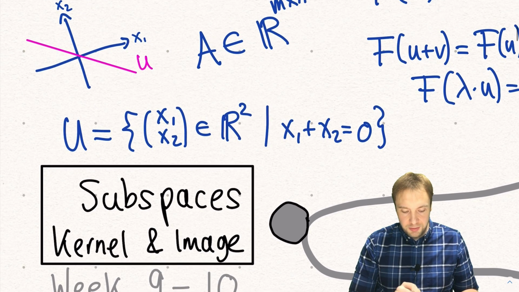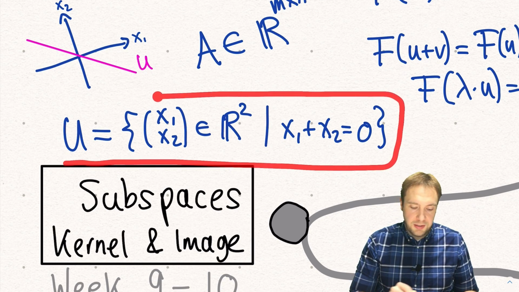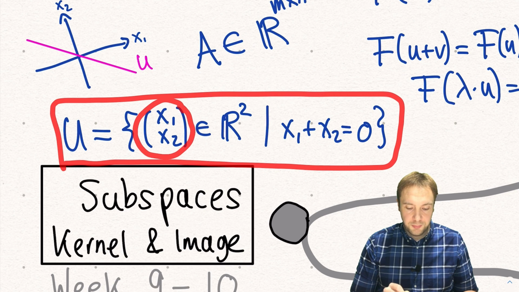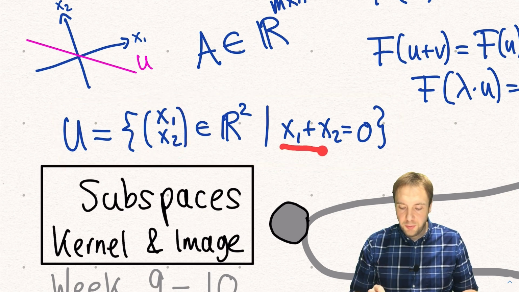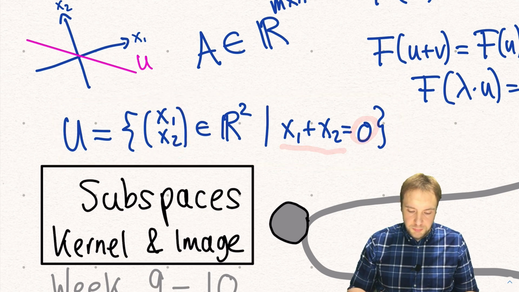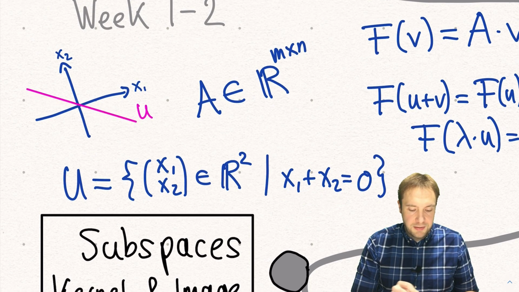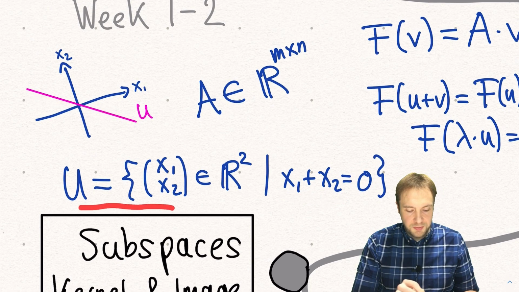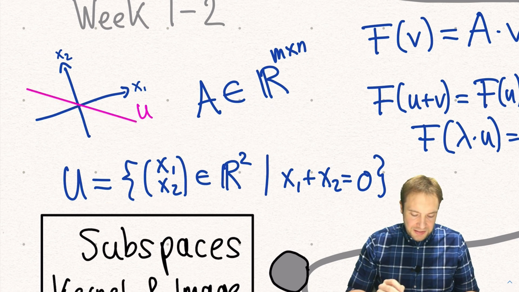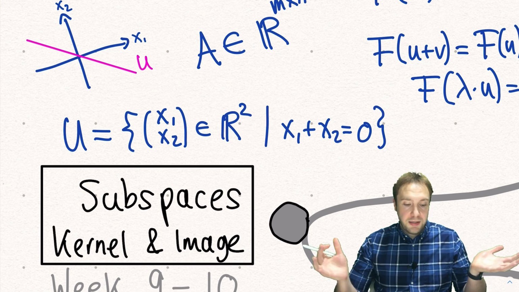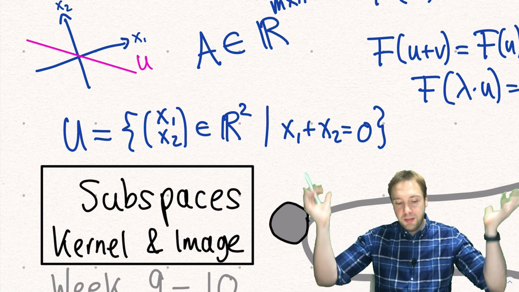And one example here for a subspace is, for example, this guy here. So U is the set of all tuples x1 and x2 such that x1 plus x2 equals 0. And if you would draw this here in this two-dimensional plane, then this U would be this pink line here. And we will see in general that subspaces are given by lines or by planes or by three-dimensional objects and so on.